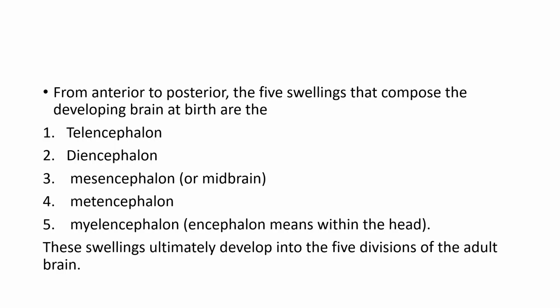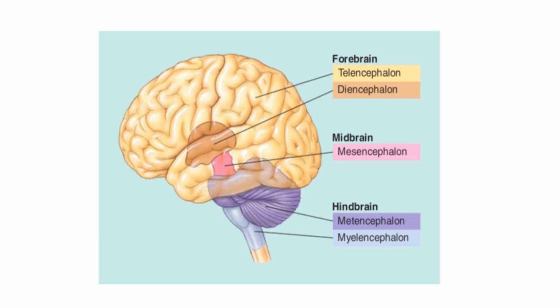So, from anterior to posterior, these five swellings compose the developing brain at birth. They are telencephalon, diencephalon, mesencephalon, metencephalon, and myelencephalon. Basically, encephalon means within the head. All these swellings will ultimately develop into different divisions of the adult brain. So this is how it is.